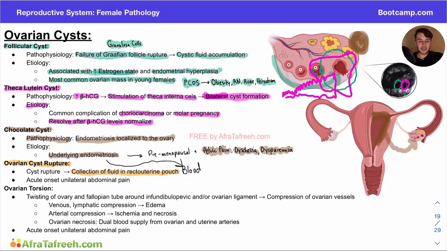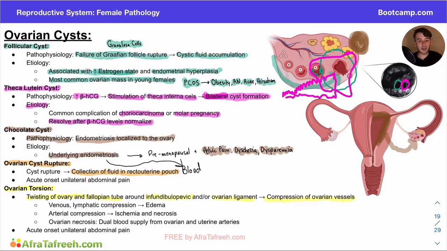Now let's move on to talk about ovarian torsion, which is going to be a really high yield surgical emergency. So in ovarian torsion, what's happening is we have twisting of our ovary and our fallopian tube around the infundibulopelvic ligament or the ovarian ligament, and this is going to lead to compression of ovarian vessels.